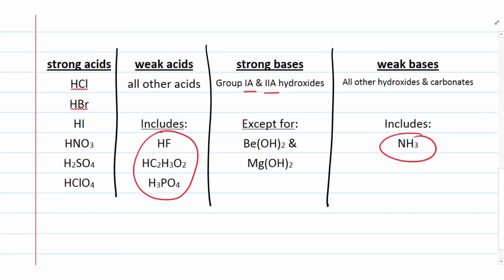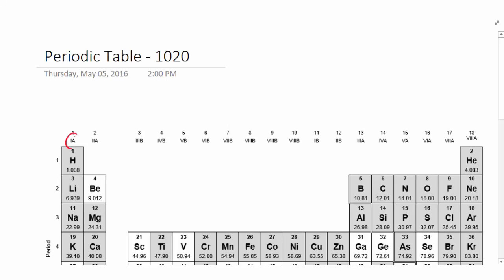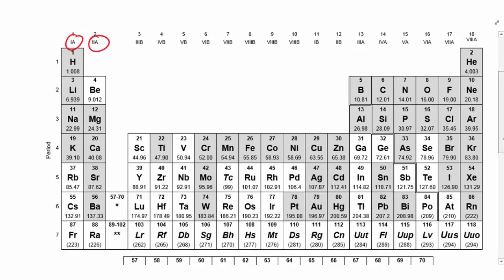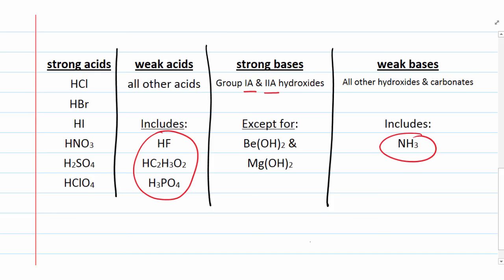On the periodic table, right. So if we look on our periodic table right here, group 1A and group 2A, these are the ones that when they form hydroxides are going to be your strong bases. So lithium hydroxide, sodium hydroxide, potassium hydroxide, rubidium hydroxide, and then from calcium hydroxide on down. We do not include beryllium and magnesium hydroxide in this list. So otherwise, all the group 1A and group 2A hydroxides.